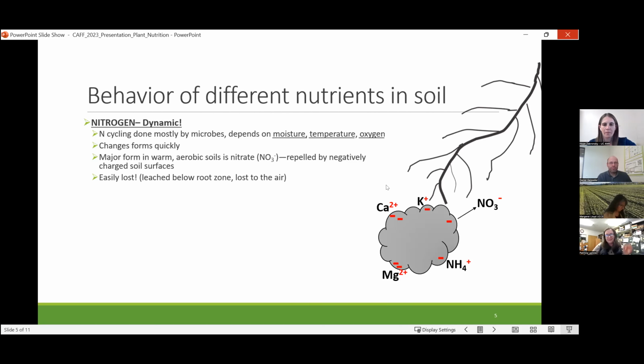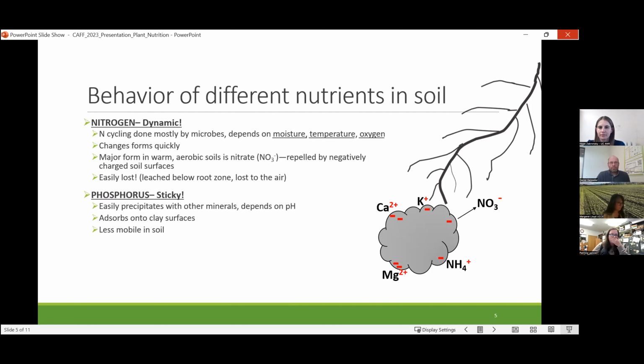So very dynamic nutrients. What you get on a soil test will really just be a snapshot. Phosphorus is kind of the opposite. You can remember the word sticky. It sticks to soil surfaces. It easily precipitates with other minerals, really dependent on pH. It adsorbs onto clay surfaces. So this means it won't be moving a lot in the soil. It's not like nitrate, where the root has to come to it.